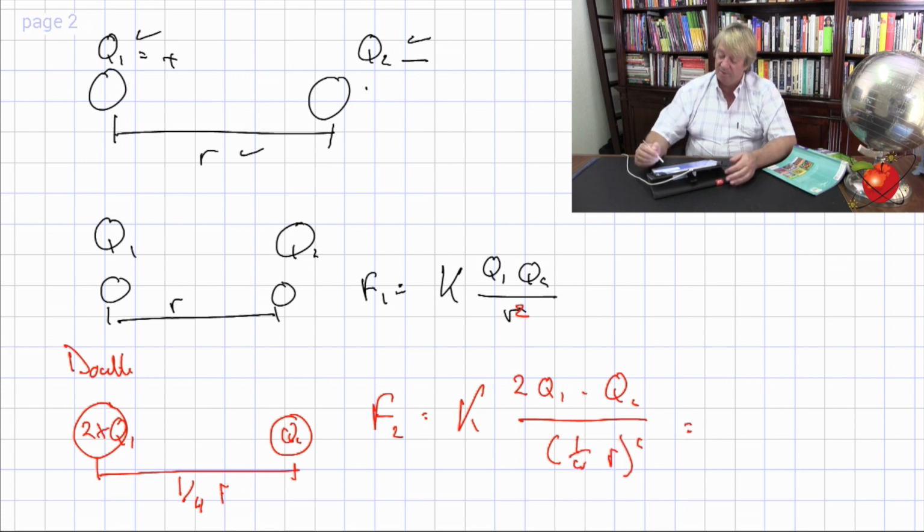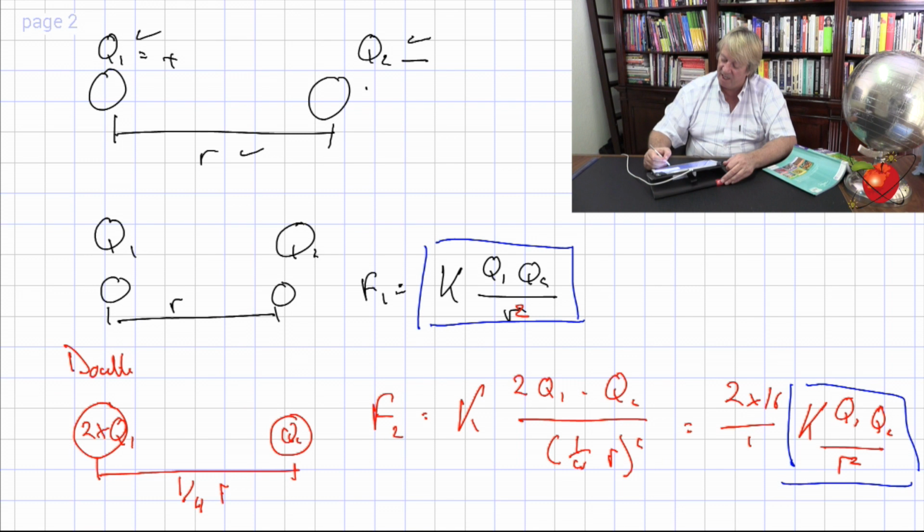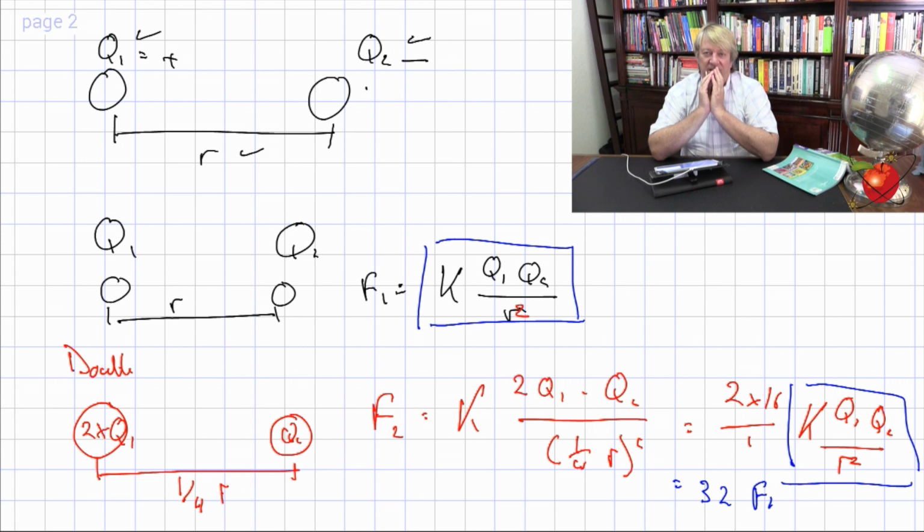Okay. Now we simplify that and we see that that's going to be 2. A quarter squared is a 16th and it goes to the top, remember, over 1 times K Q1 Q2 over R squared. And once again, for those of you who did the gravity course with me, you will see there it is. So we say that that's then going to be equal to 32, if my arithmetic is correct, times F1. So it's identical to the gravitational one.